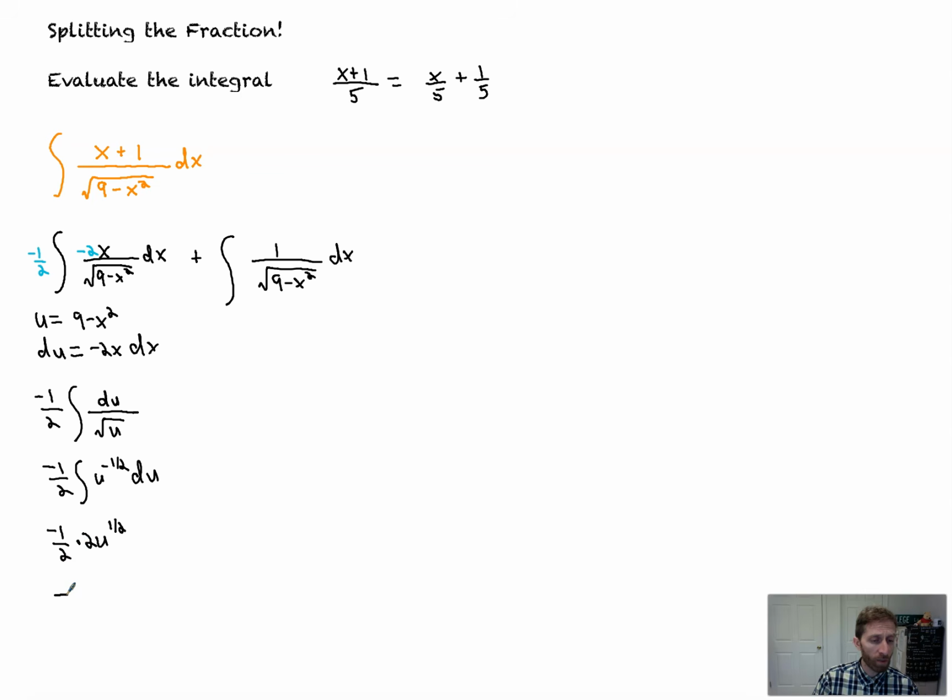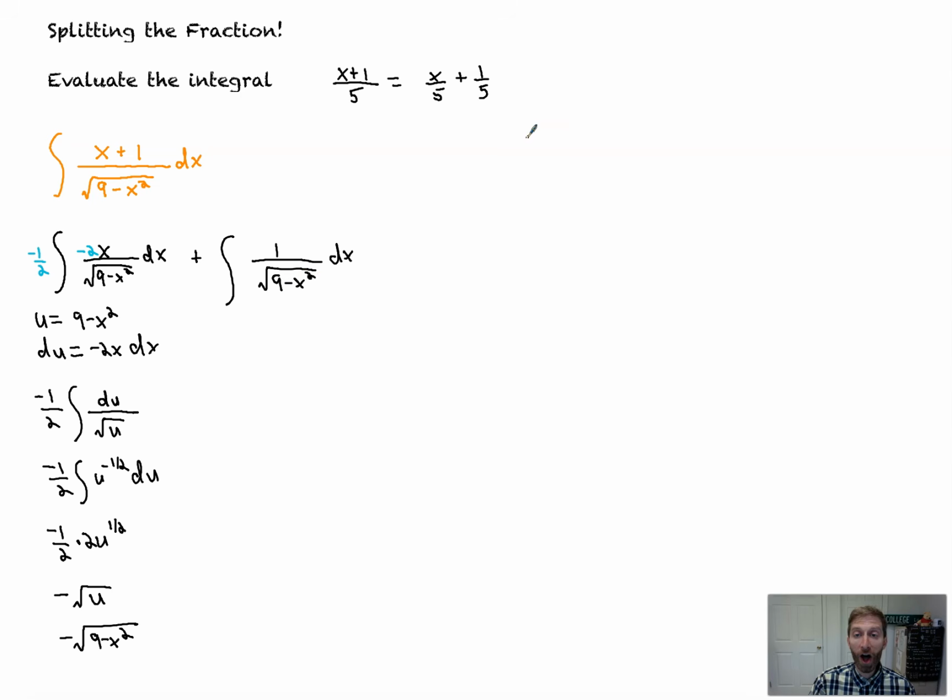As we simplify this down, we'll get minus u to the 1/2, or the square root of u. And cleaning that up, we get minus the square root of 9 minus x squared. When you take the derivative of that, you'll get x over root 9 minus x squared. Now, from here, we've got to integrate this other piece, and we'll join it up with this.